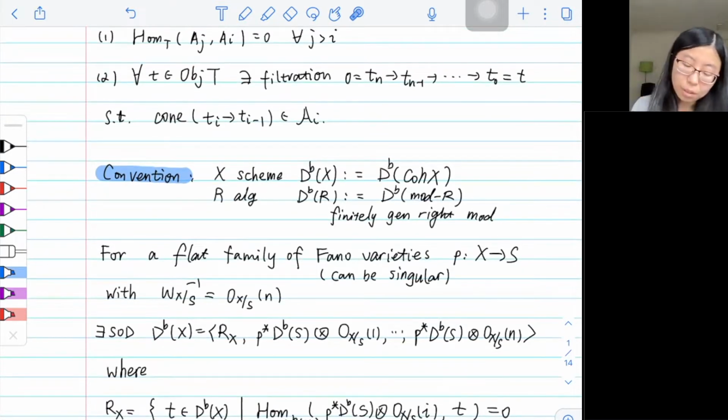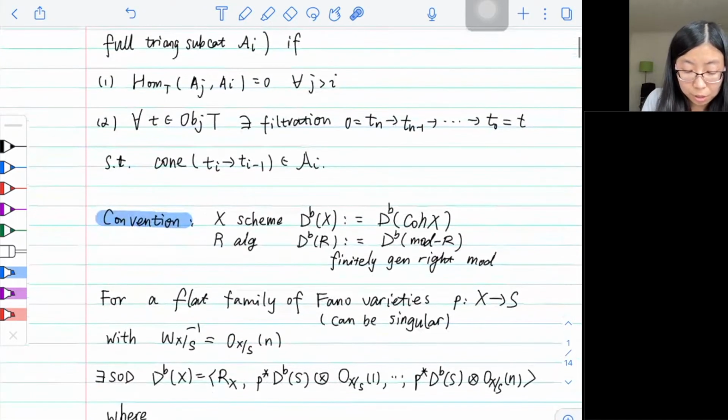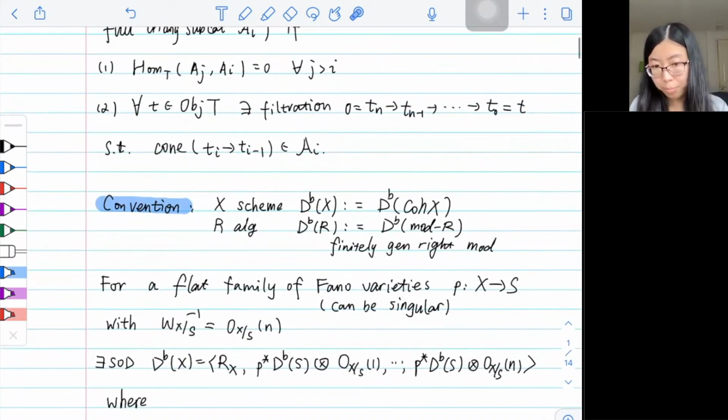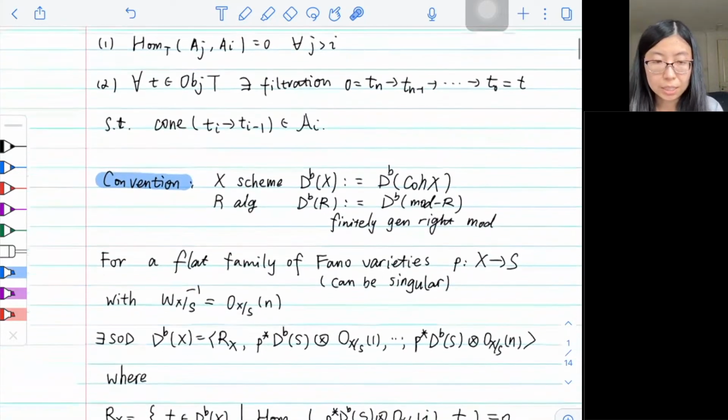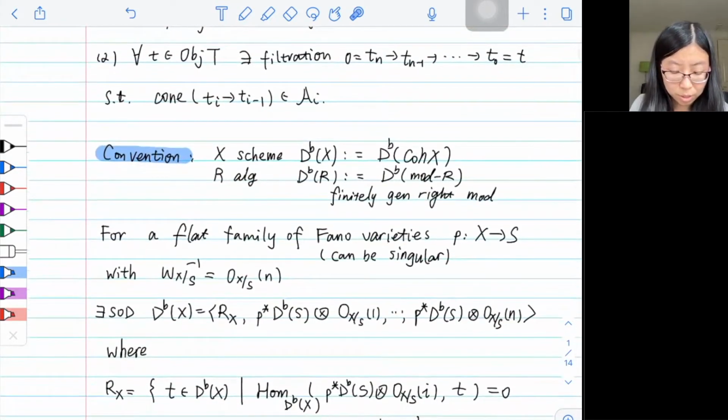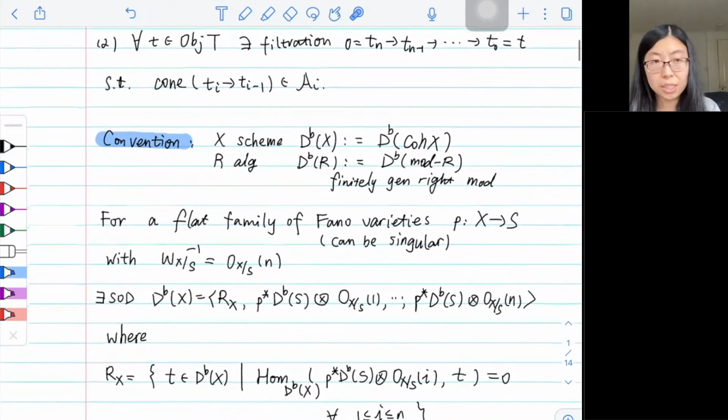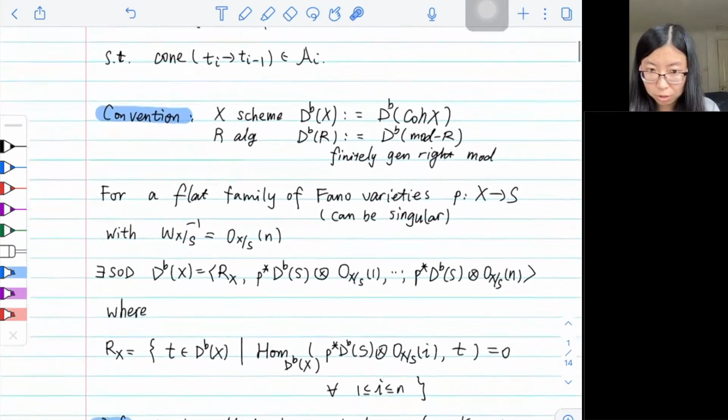You will have the pullback of D^b of the base, tensored with O(1), up to the pullback of D^b of the base tensored with O(n), as components. This collection will satisfy the semi-orthogonal condition, so it will be part of the decomposition. Then the residual category is just what remains inside of D^b(X). It's called the orthogonal complement of this collection.